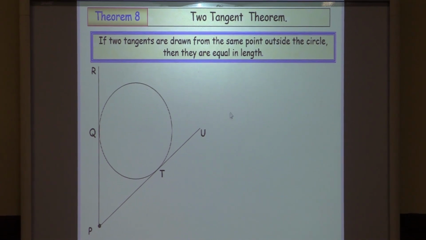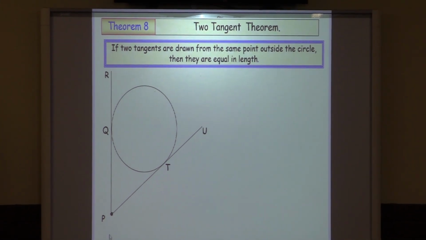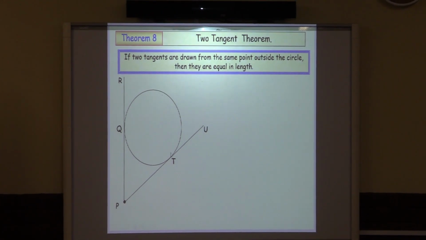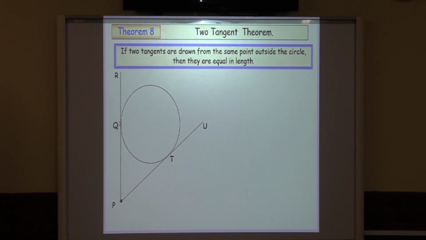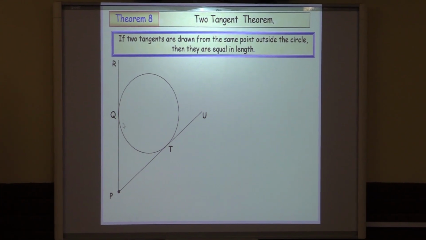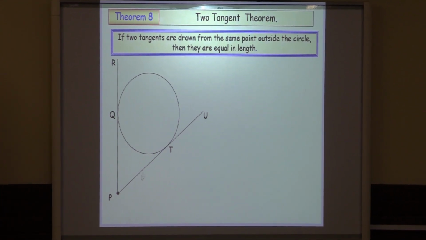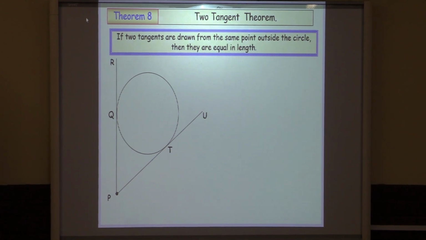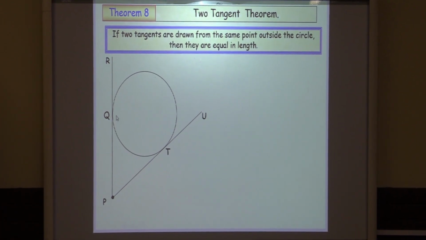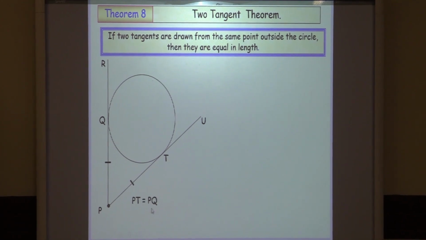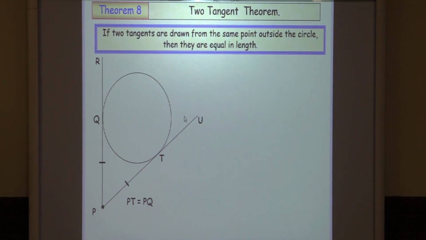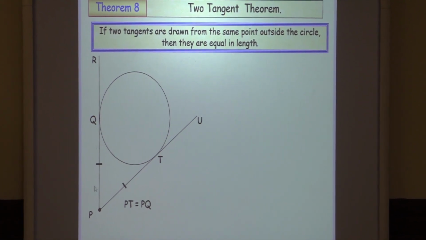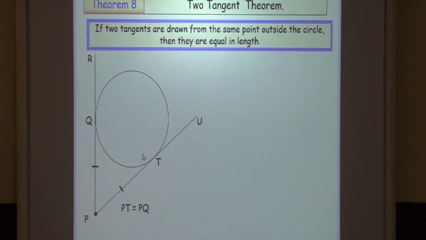Now, don't misinterpret this theorem and say it says PR is equal to PU. Those are lies. These tangents are equal up to the contact with the circle, not beyond. So PQ will be equal to PT, or PT is equal to PQ, not PR. They are equal up to the point of contact with the circle. So PT is equal to PQ, not PU equal to PR. That's lies. They are equal up to the point of contact with the circle.